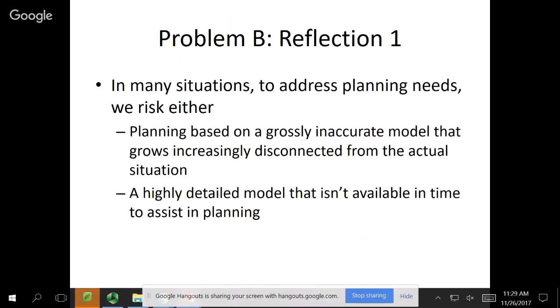And this puts us in a difficult quandary, because we either need to plan based on a really inaccurate model that grows increasingly disconnected from the world as time passes on. We build it, we calibrate it, it's a nice shiny new model, but then as weeks pass, it grows increasingly disconnected from what's going on in the world. It doesn't have an indication of how many people out there now are sick. Or we can wait for a highly detailed model that isn't available in time for planning.